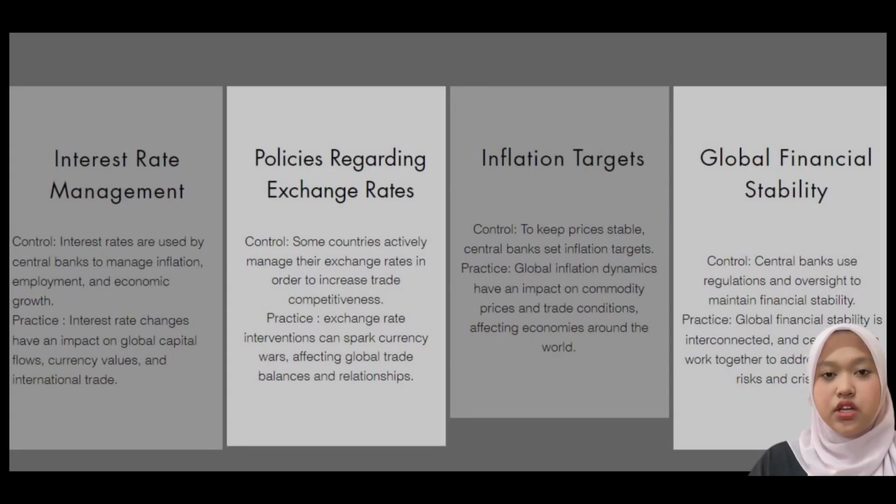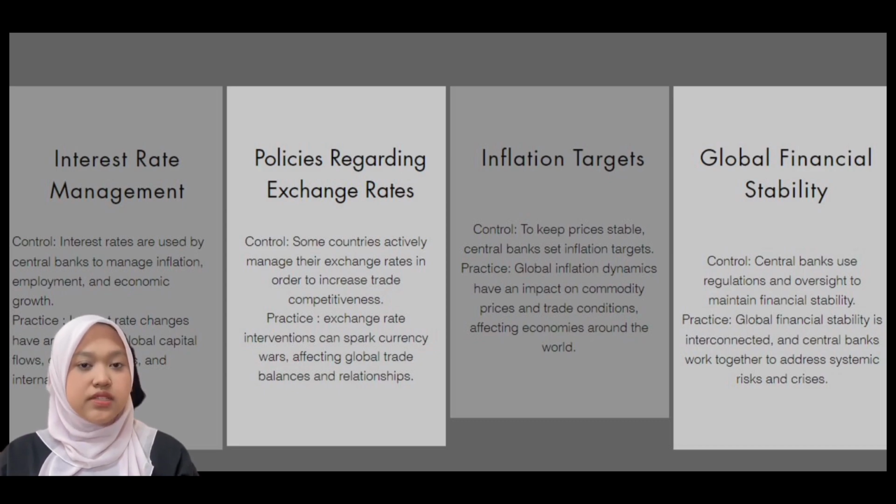First, interest rate management. Control: central banks use interest rates to regulate inflation, employment, and economic growth. Practice: interest rate changes have an impact on global capital flows, currency values, and international trade. Second, exchange rate control policies. Some countries actively manage the exchange rate to improve trade competitiveness. Exchange rate intervention can cause currency wars, impacting global trade balance and relationships.